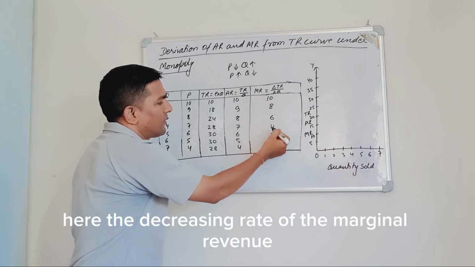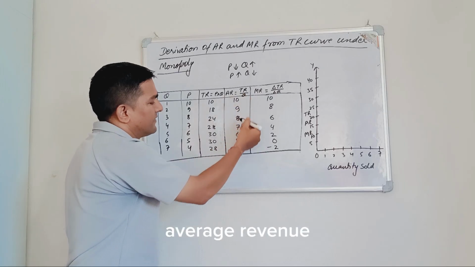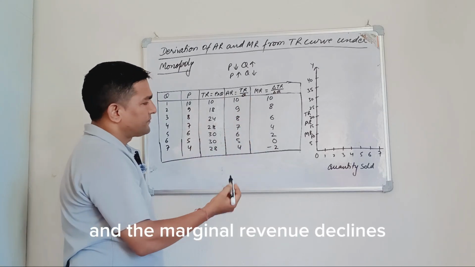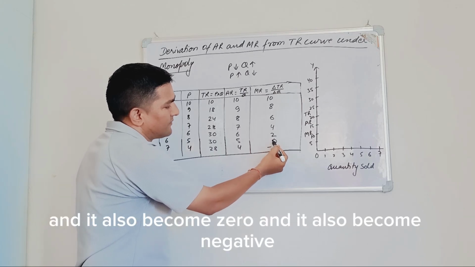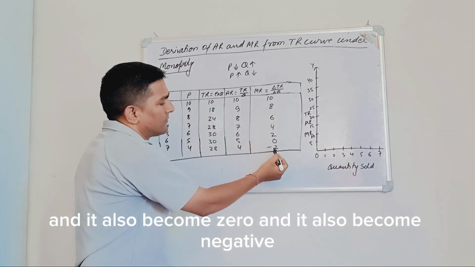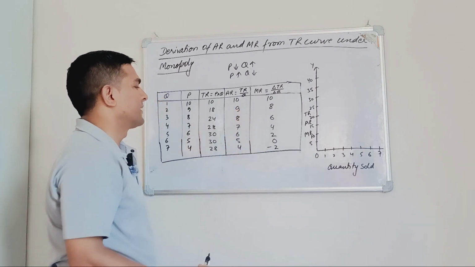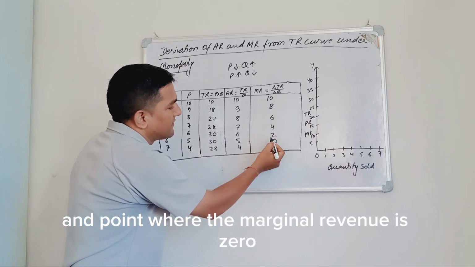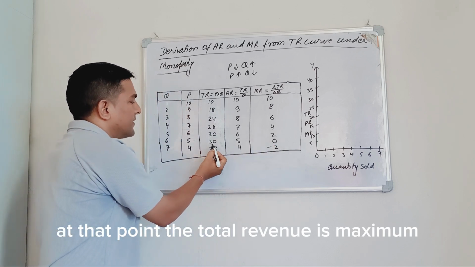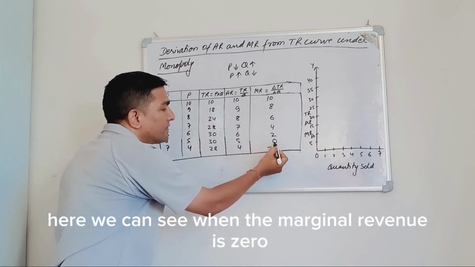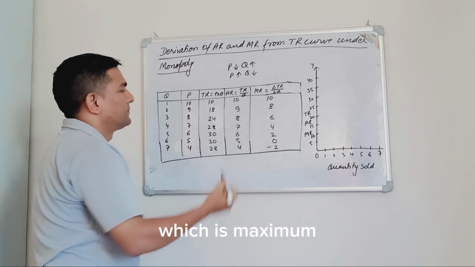Here the decreasing rate of the marginal revenue is greater than the decreasing rate of the average revenue, and the marginal revenue declines and it also becomes 0 and it also becomes negative, but the average revenue is always positive. And at the point where the marginal revenue is 0, the total revenue is maximum. Here we can see when the marginal revenue is 0, the total revenue is rupees 30, which is maximum.